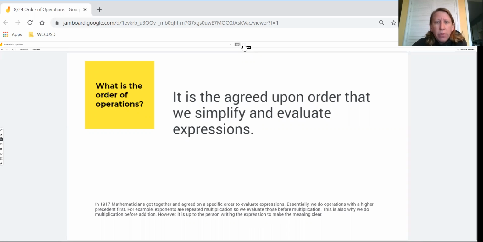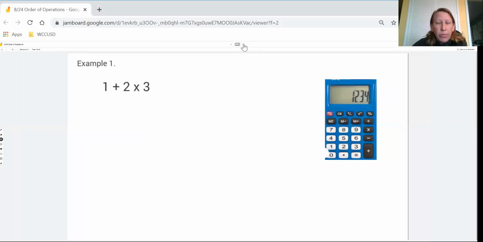And they put multiplication higher than addition because multiplication is repeated addition. So here's an example. If you use one of these basic calculators and you do 1 plus 2 times 3, you're going to get the wrong answer. On your iPhone calculator, if you turn it sideways, you do 1 plus 2 times 3, you will get 9. But that's not right. Using the order of operations, we do not do the problem from left to right.